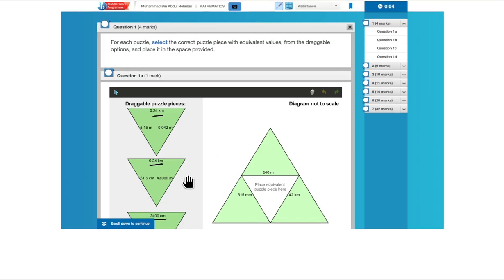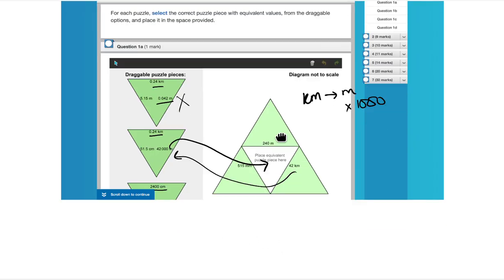But wait a second. So 240 meters is correct in all places. But what about 515 millimeters and what about 42 kilometers? Now, 42 kilometers, by default, we should know is equivalent to 42,000 meters, and it's not equivalent to 0.042 meters, right? Why? Because kilometer to meter means that there should be a multiplication by 1,000. So 0.042 is not going to be the correct option. So that's why this one is the correct answer. Okay, I hope that makes sense.